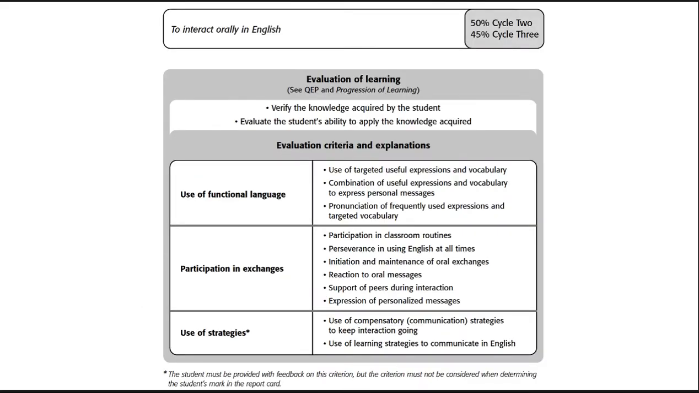Going back to the Framework for Evaluation of Learning, for comparison, here's the evaluation criteria for Competency 1 for grade cycle 2 and 3, so grade 3 to 6. Can you see where we grade grammar? This is a trick question. We don't. Because this is the communicative approach, the focus is on communicating, using vocabulary and expressions to participate in exchanges.